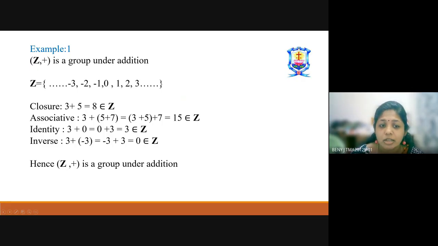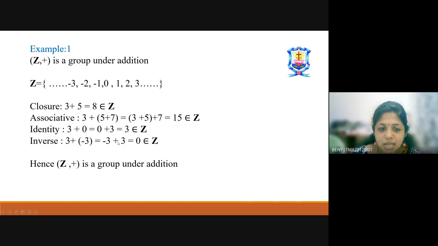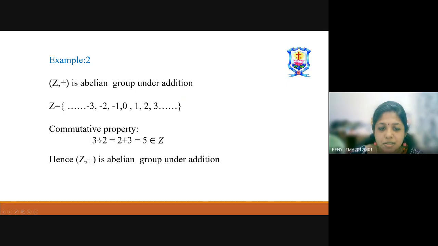Let me check whether Z is an abelian group under addition or not. What is the one more condition for abelian? Along with this property, we want to satisfy the commutative property also. Here I am only checking the commutative property because all the other axioms are satisfied. So 3 plus 2, A plus B equals B plus A. For both terms, the answer is 5, and 5 belongs in this set. So Z is an abelian group under addition.